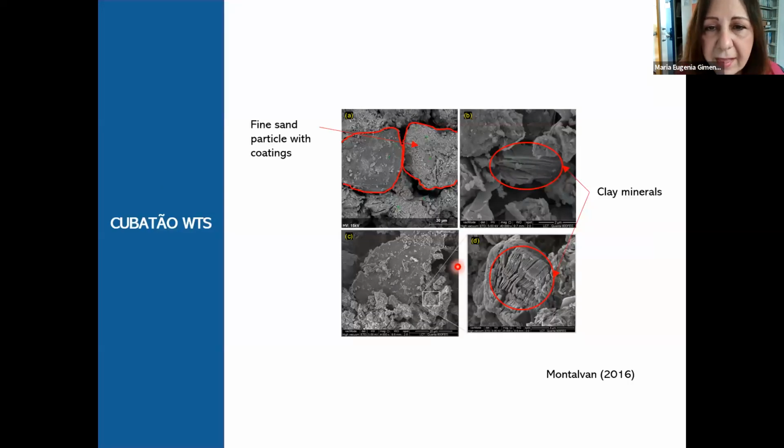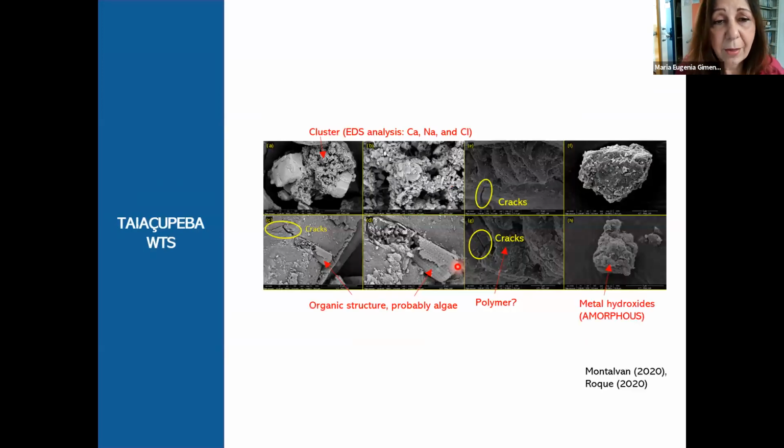Here we see some images of scanning microscopy, and we see that the solids of Cubatão sludge are minerals, soil minerals, sand, clay minerals, what we're used to seeing. On the other hand, Itaiaçupeba sludge was totally different from anything I had seen before. It had cracks, clusters, organic structures, amorphous matter. It was really very different, and we really couldn't recognize any mineral in these images.